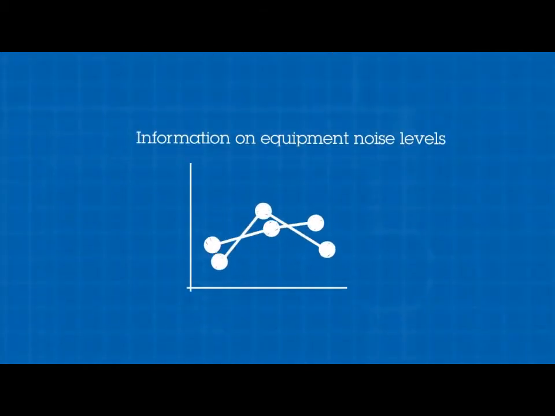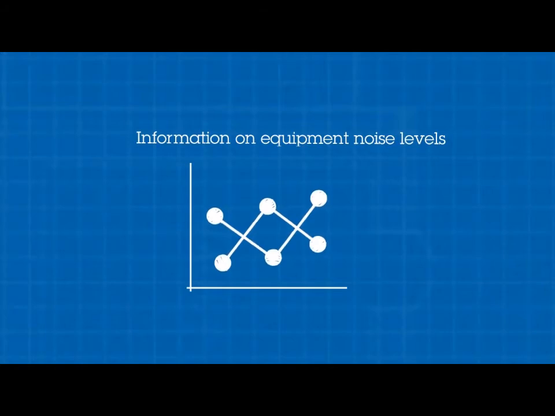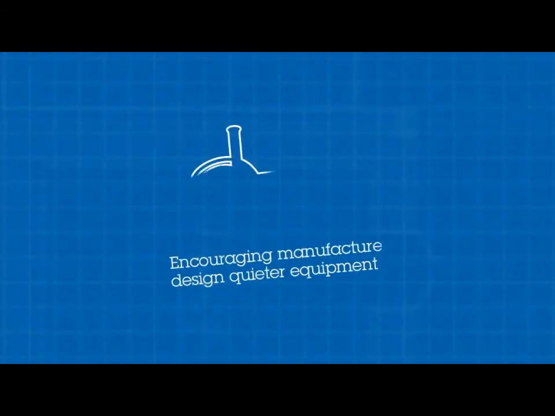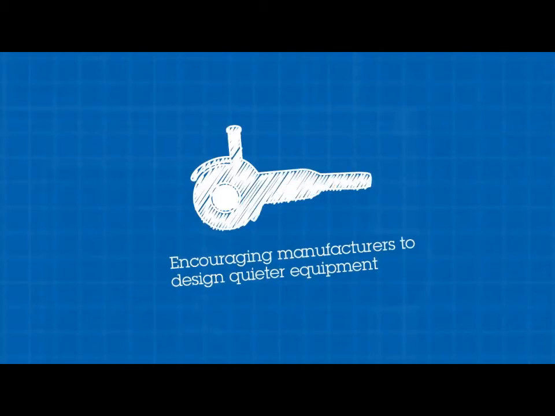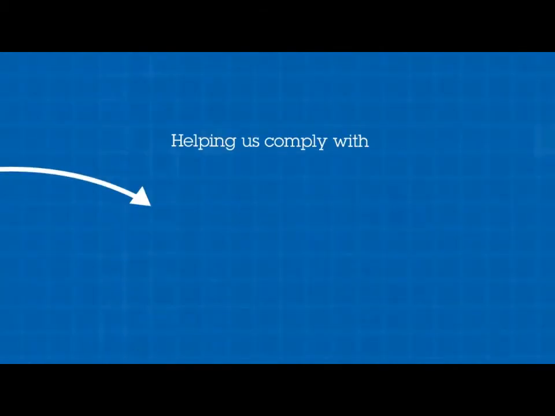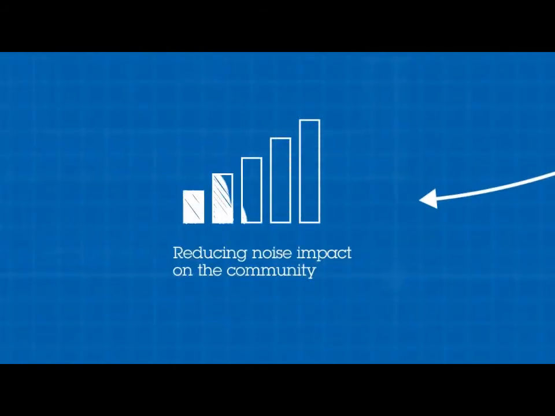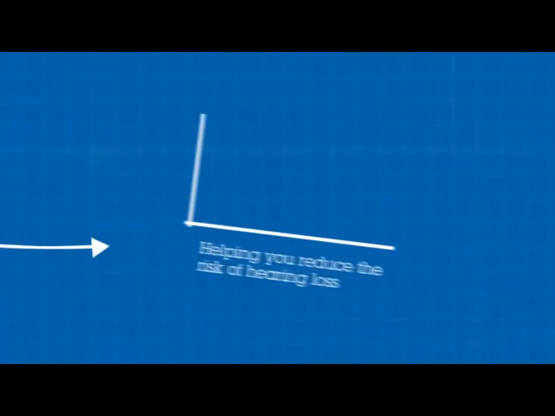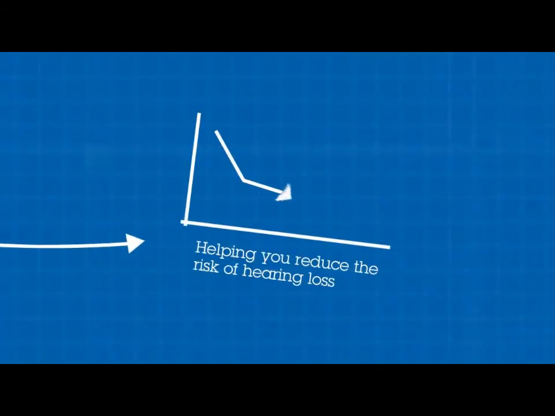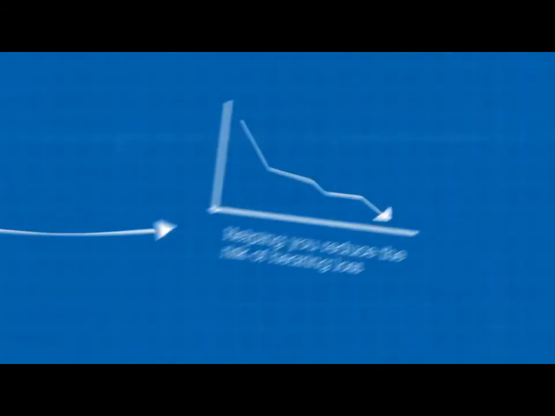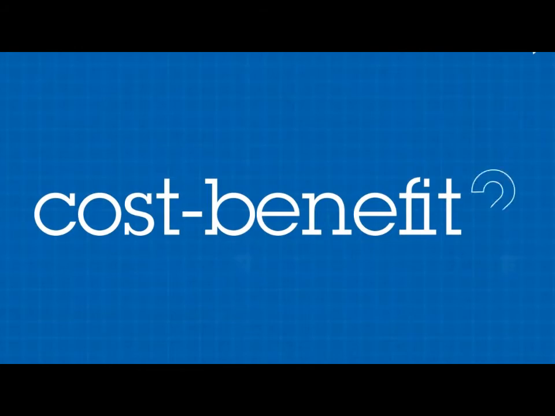Buy Quiet is focused on reducing noise at its source by providing information on equipment noise levels so you can buy quieter products that make construction sites safer, encouraging manufacturers to design quieter equipment by creating demand for quieter products, helping you comply with OSHA requirements, reducing noise impact on the community, and, most importantly, helping you reduce the risk of hearing loss. Worried about the cost benefit of going quieter?